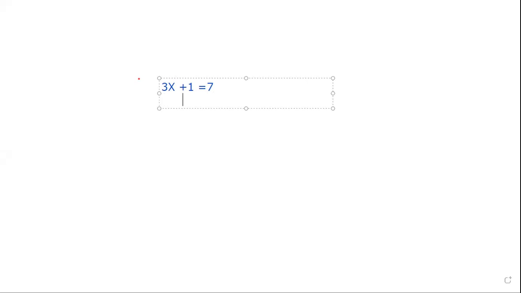Did you see plus 1? I will make the undo operation. Plus 1, then I will make what? Minus 1 to both sides. Then minus 1 to both sides.